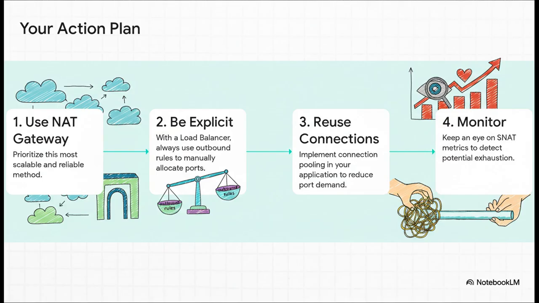Number 2, if you have to use a load balancer, always be explicit with outbound rules so you can control port allocation. 3, this one's on the application side. Reuse your connections. Connection pooling is way more efficient than constantly opening and closing new ones. And finally, number 4, you gotta monitor your SNAT port usage. You can't fix a problem that you can't see coming.